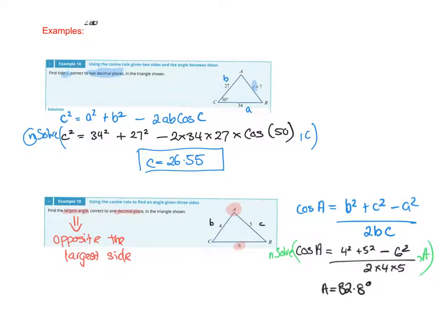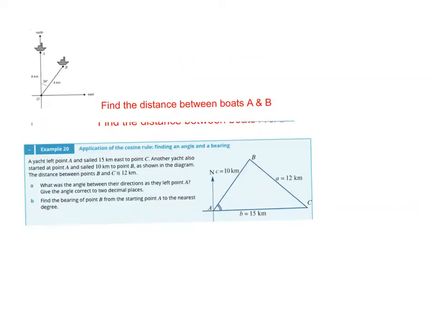It was the largest angle. All right, so I'm going to do this one now. So this first one, it was just find the distance between A and B. So that is this side, this line here. So if you draw out what you've got, just draw the triangle that you've got here.